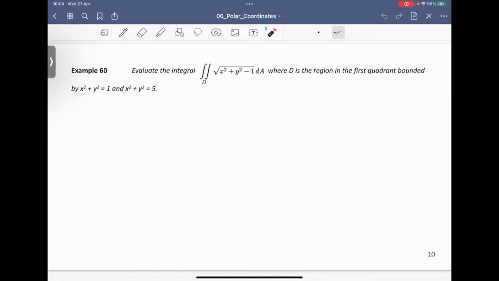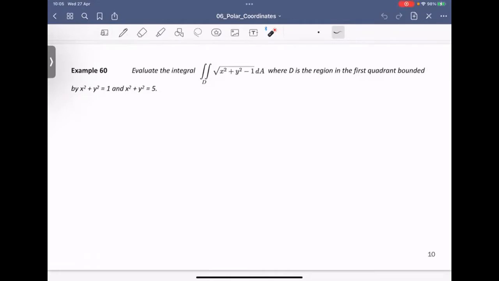Double integral of square root of x squared plus y squared minus 1 dA, where D is the region in the first quadrant bounded by x squared plus y squared equal to 1 and x squared plus y squared equal to 5. So when you read this question for the first time, you know immediately that you need to integrate this thing. Of course, I want you to think that you have 3 ways to do it.